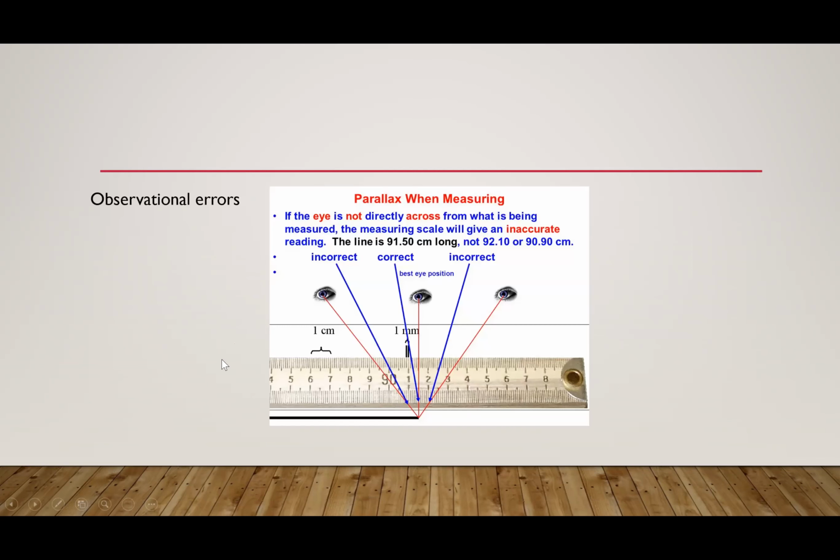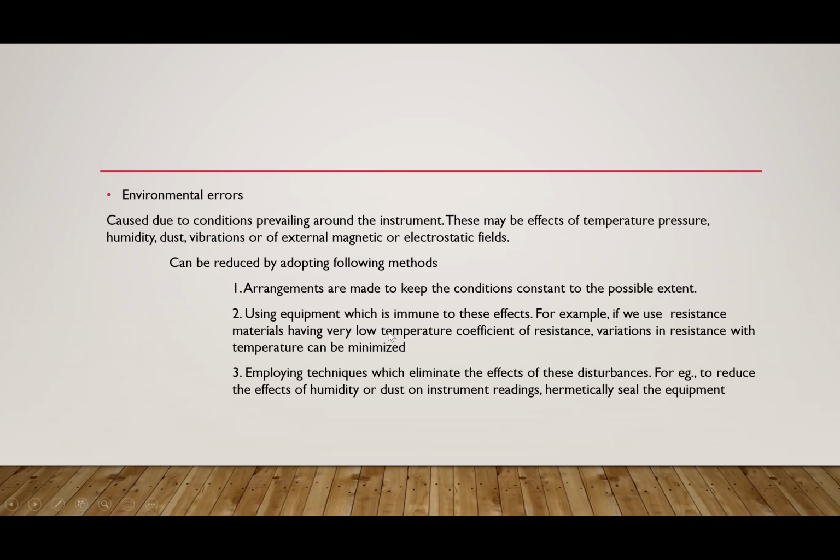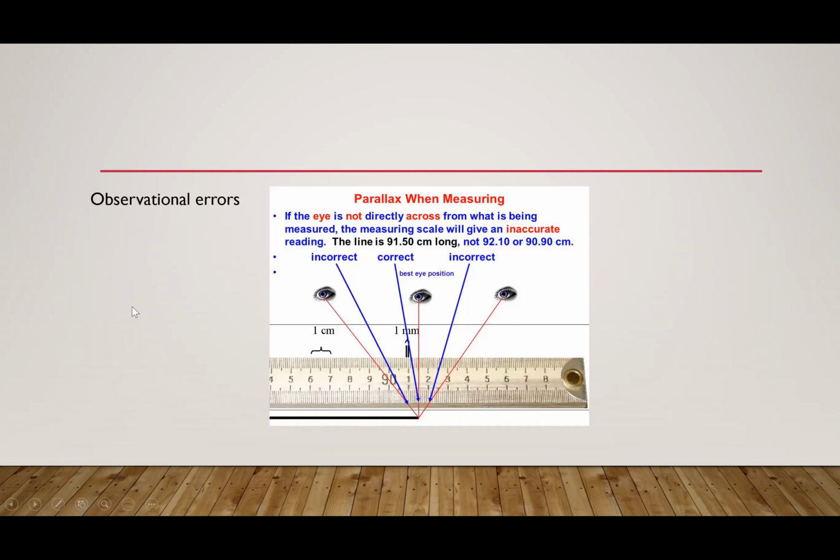So you can make your instrument very robust. You can make your instrument immune to the environmental effects by using the right material at the time of fabrication, or you can keep it isolated from the environmental conditions, like keeping it insulated from any magnetic or electrostatic fields. All these methods are going to remove the environmental errors which come into the picture from some surrounding effects. Then there can be an observational error.